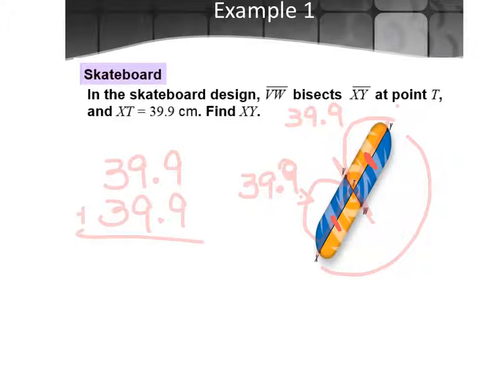So when I add that, 9 plus 9, 9 plus 9 plus 1, and 3 plus 3 plus 1. Okay. So the length of the entire skateboard design would be 79.8 centimeters. Good so far? Any questions?